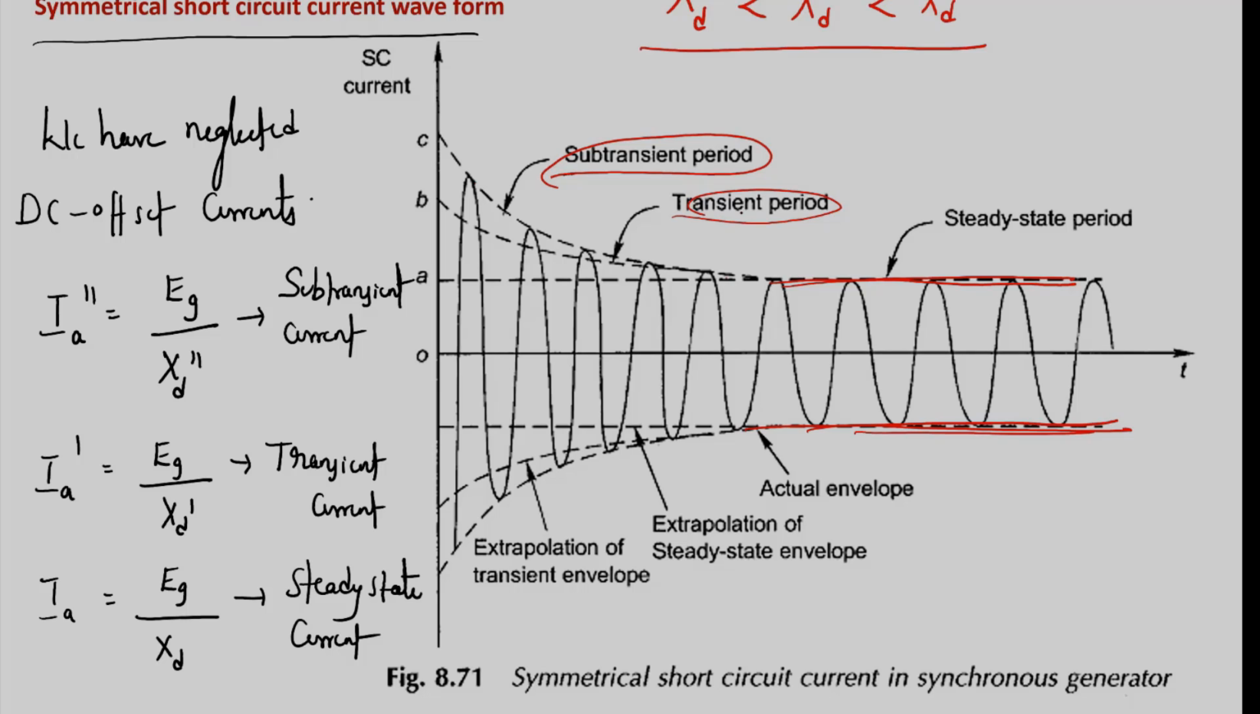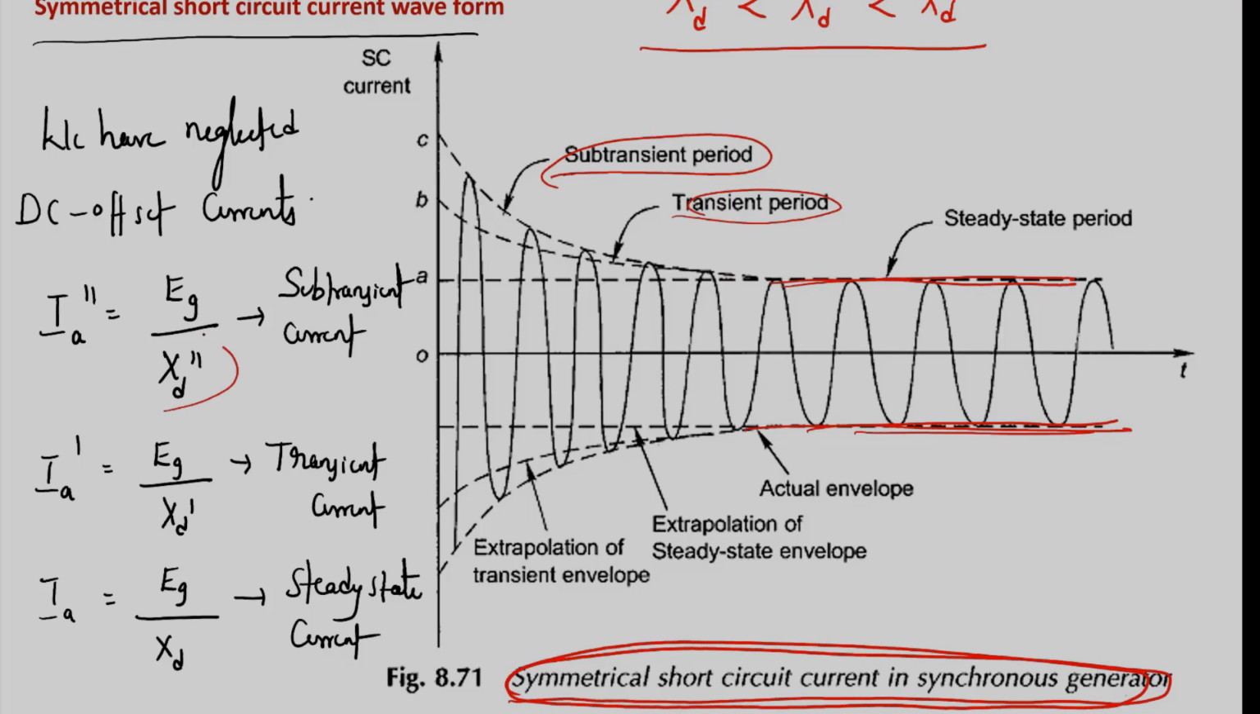Okay, the symmetrical short circuit current of a synchronous generator has this waveform. Why? Because the reactance offered by the synchronous machine is changing from low subtransient reactance to high steady state reactance over the span of 0 to 5 cycles immediately after occurrence of the fault.